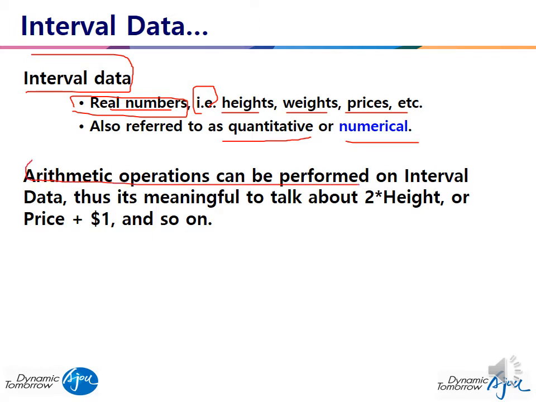In interval data, arithmetic operations can be performed. Plus, minus, times, division, all possible. Thus, it's meaningful to talk about 2 times height or price plus $1 and so on. Okay, that's interval data. Do you guys understand?